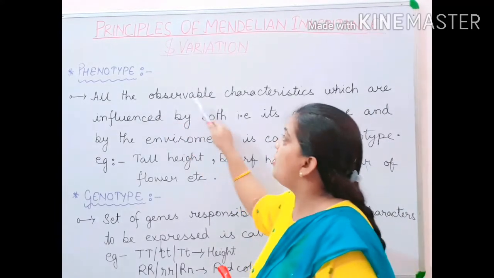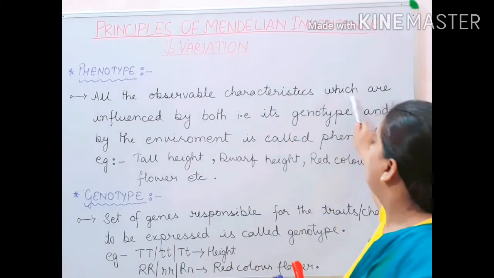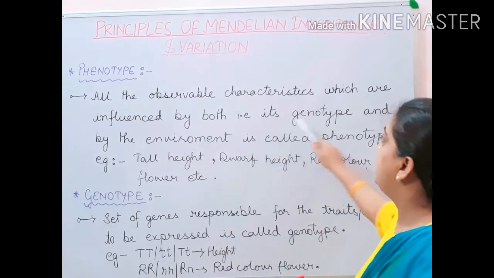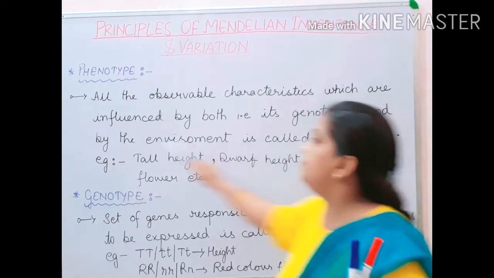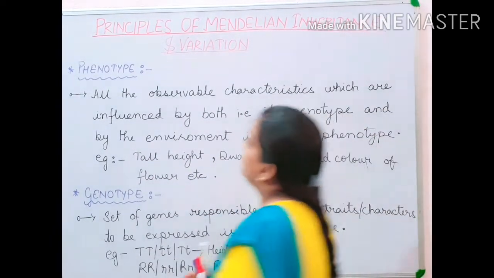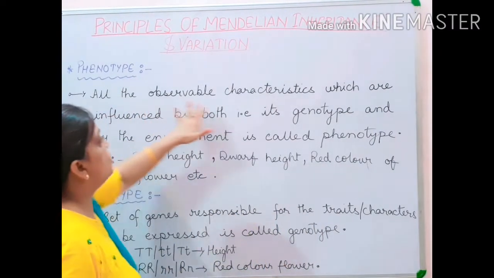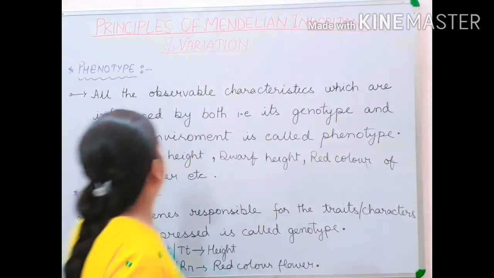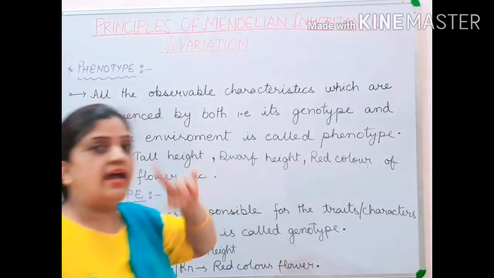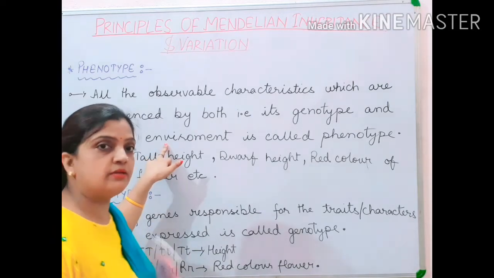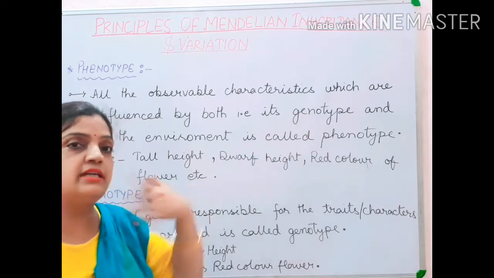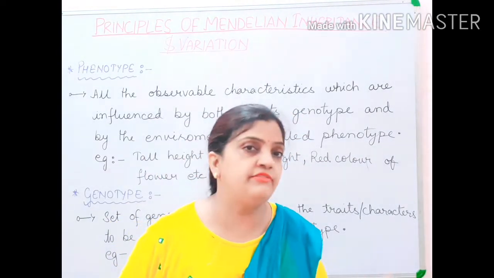Now all the observable characteristics which are influenced by both its genotype and the environment are called phenotype. Now children, what is phenotype? All the observable characteristic features which are influenced by both. Both means the first is genotype and the second is the environment where the organism is surviving. Now these two points are very important for the characters to be observed in any living organism.